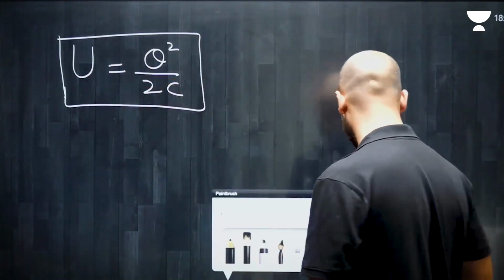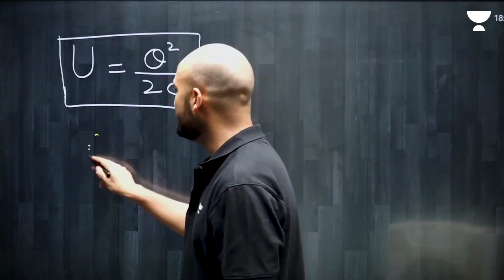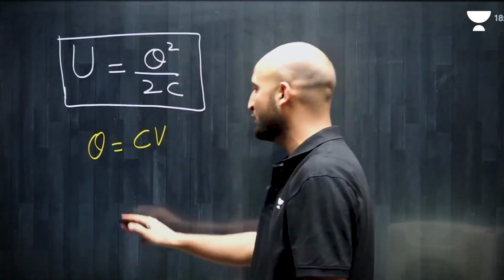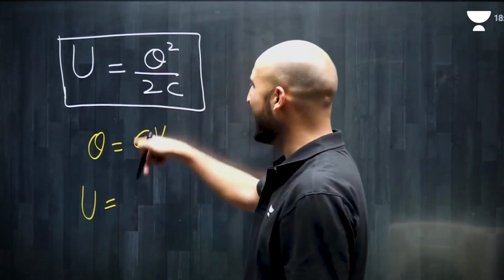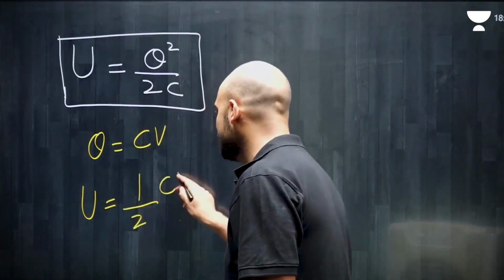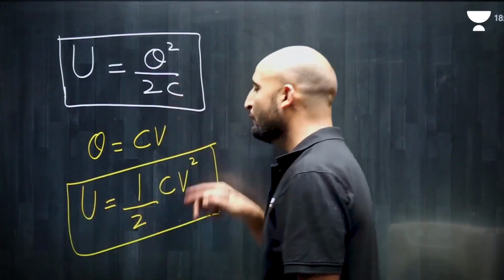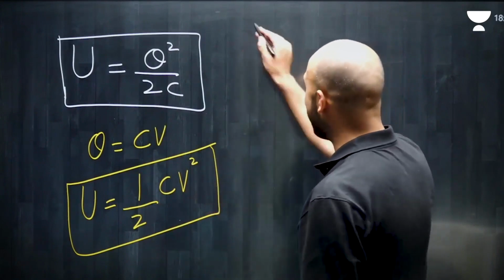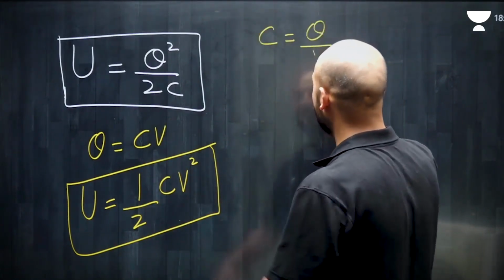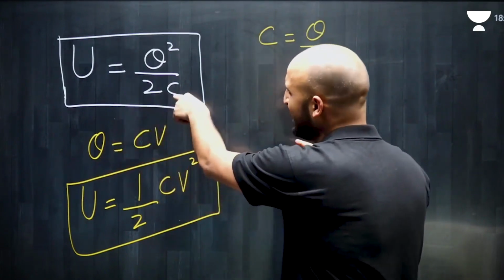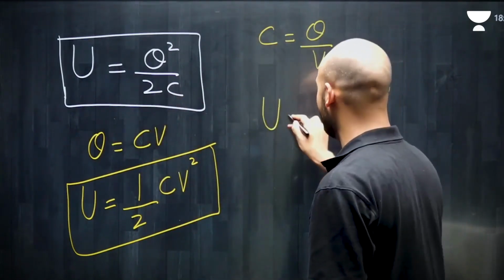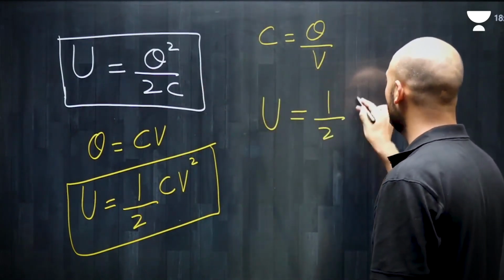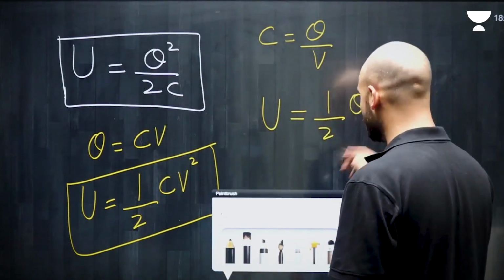Now, since we have a formula that Q is equal to CV, when I put the value of Q as CV here, I get one more equation. So I get U is equal to 1 by 2 CV squared. That becomes one more equation for the energy stored by the capacitor. Or, I can write C is equal to Q by V. I put the value of C as Q by V in U equals Q squared by 2C. I get 1 by 2 QV. That's one more formula for the energy stored by the capacitor.